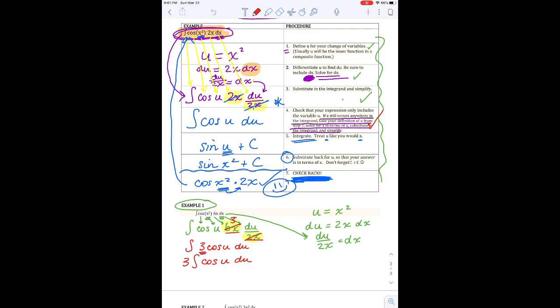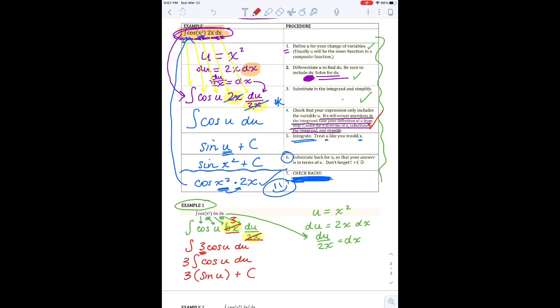Again, a constant is okay. We just move him to the outside because that's our constant rule. The 3 hangs around, and now I just figure out what's the antiderivative of cosine of u, meaning who has the derivative cosine of u, and that's sine of u. And again, plus c.